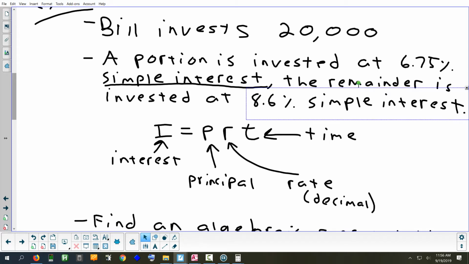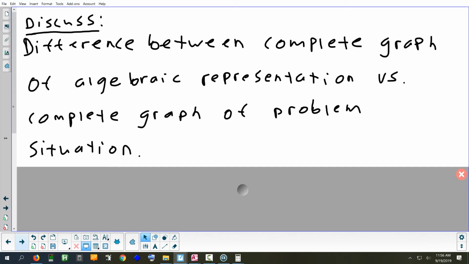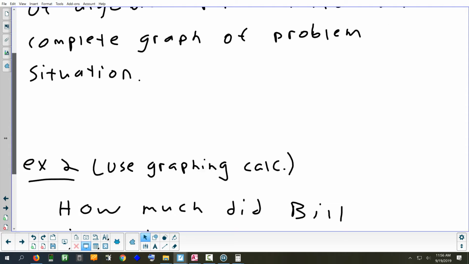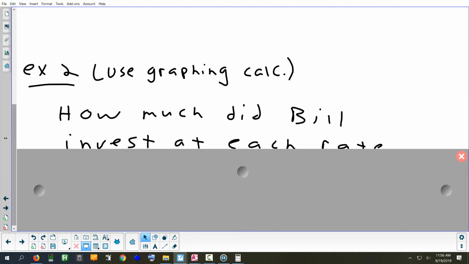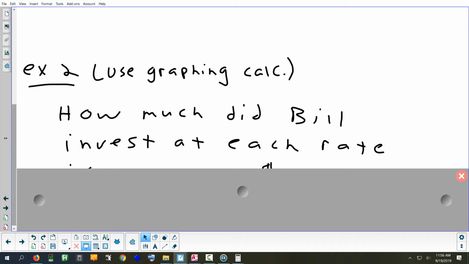It would have been better if he just put all his money in the 8.6. But maybe for some reason in real life, there'd be a risk. Maybe the one that pays more money, there's a risk of losing money. We don't know, all right? But we got our equation. And now, the last part says, how much money did Bill invest in each investment at the 8.6 and 6.75?